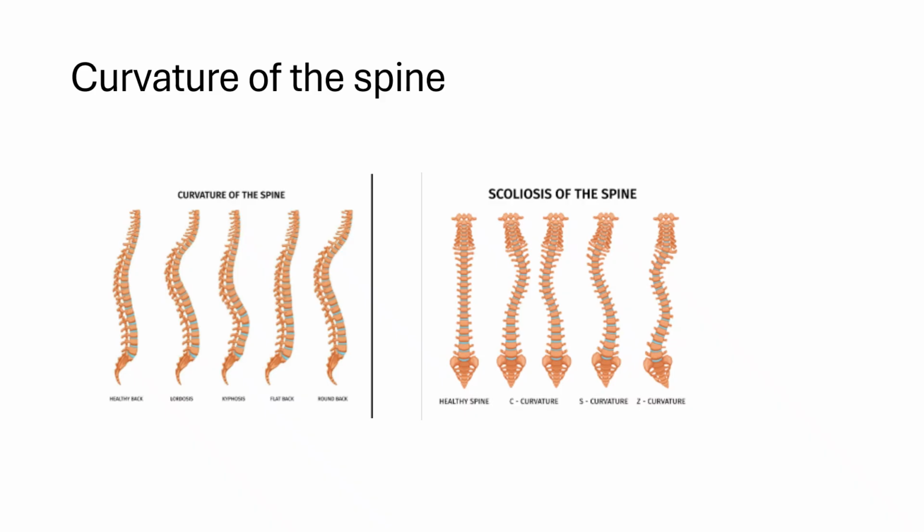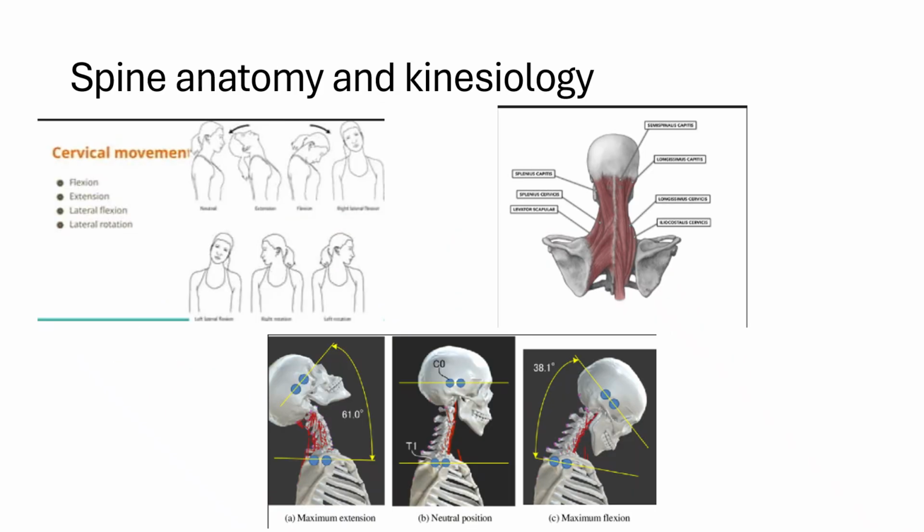Of the spine, specifically the cervical region, you have flexion, which is when your chin is tucked down, extension, when your head goes back, then you have lateral flexion, which is when your head tilts to the side, and then you have rotation, which is when your head spins around left and right.